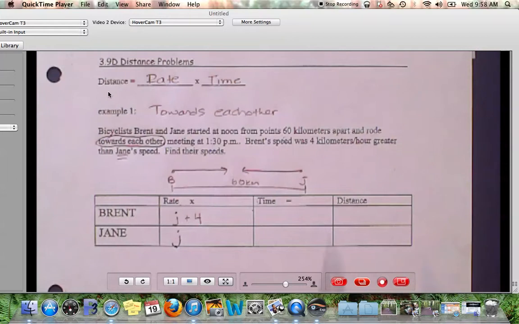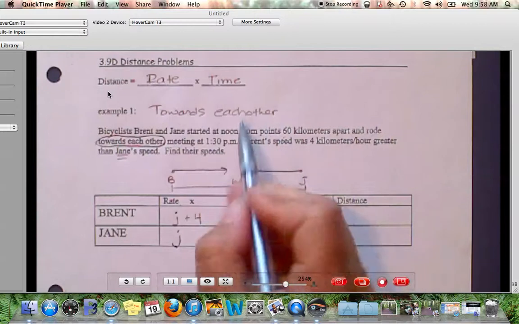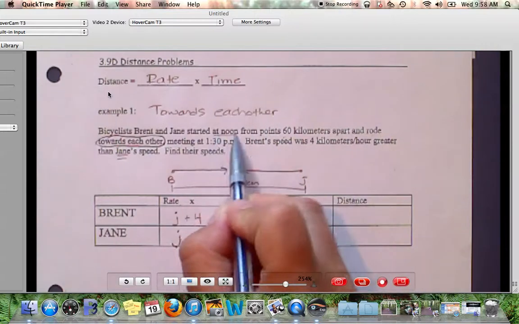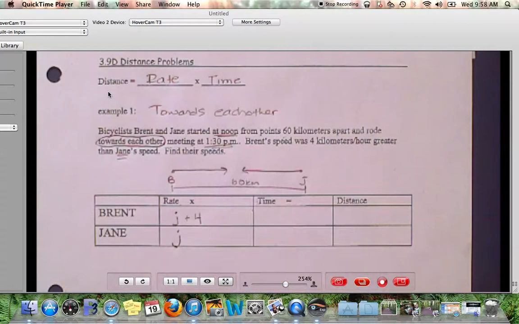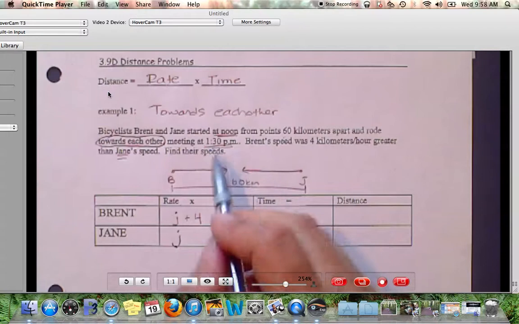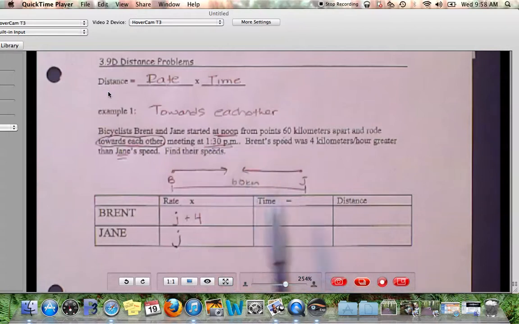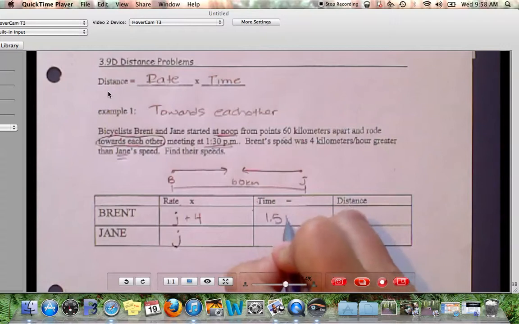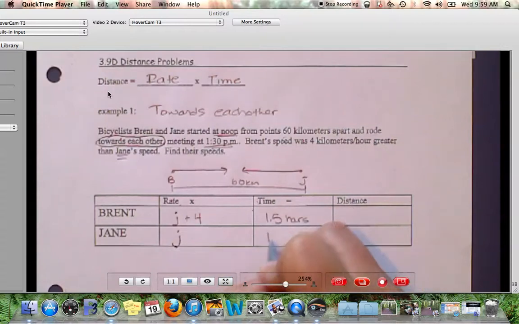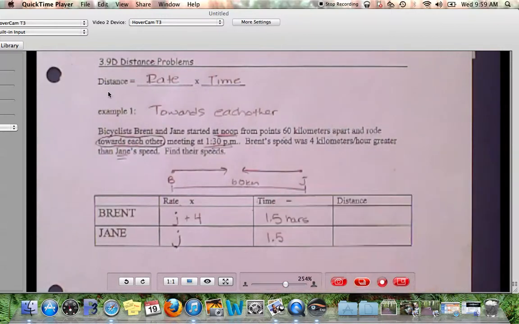We do know the time can be tricky, but this time isn't too tricky. They started at noon and they're meeting at 1:30. So they're both starting at the same time at 12 o'clock and they're going to meet at 1:30. So how long is that? That would be 1.5 hours. And they're both riding for the exact same amount of time. So sometimes your times will be the same, sometimes they'll be different. We'll get to that.